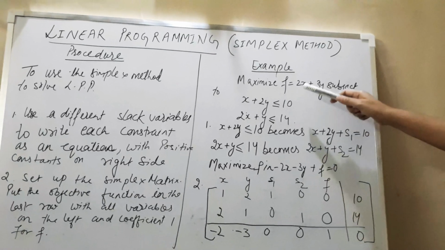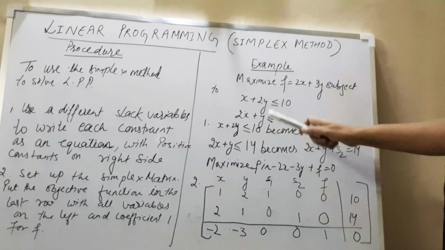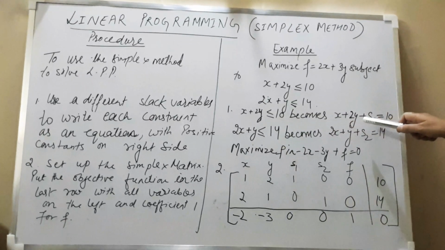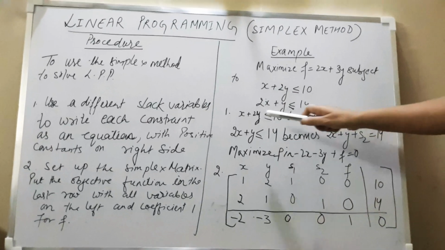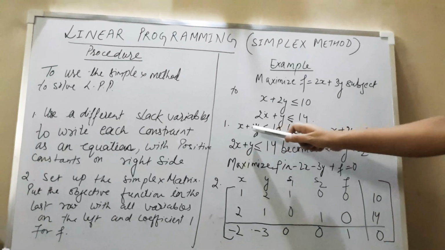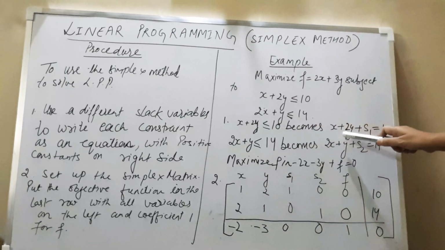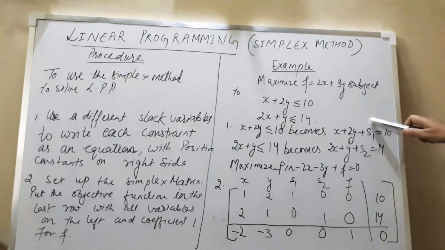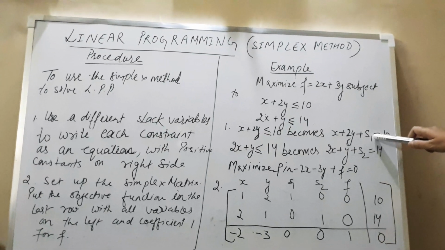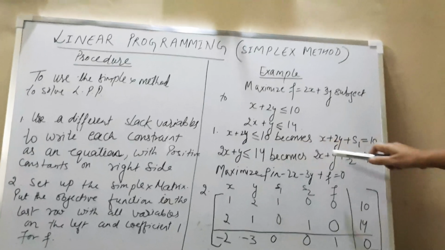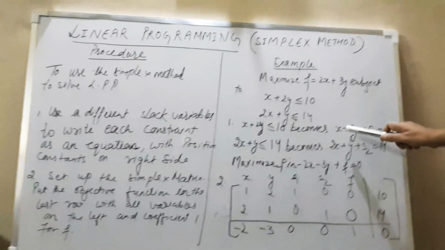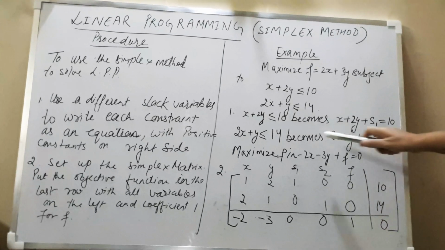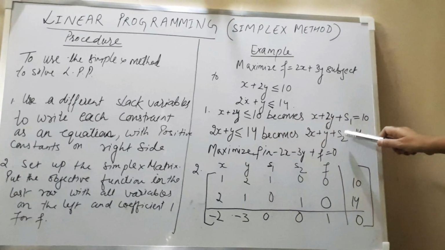So what we have to do, we will make these constraints an equation. So x plus 2y less than or equal to 10 becomes an equation by using a slack variable. We are adding a different slack variable to each of these inequalities. We can see here we are adding s1: x plus 2y plus s1 is equal to 10, 2x plus y plus s2 is equal to 40.